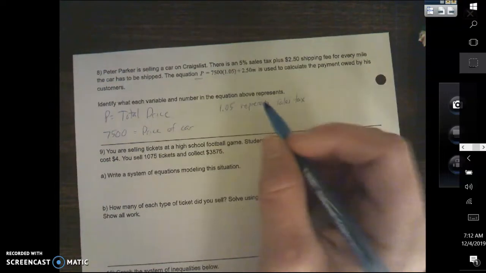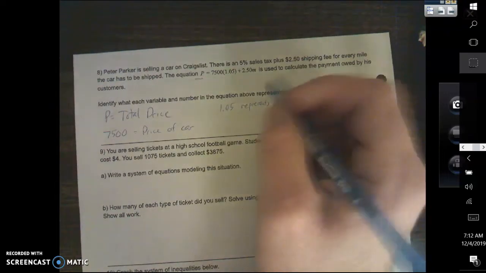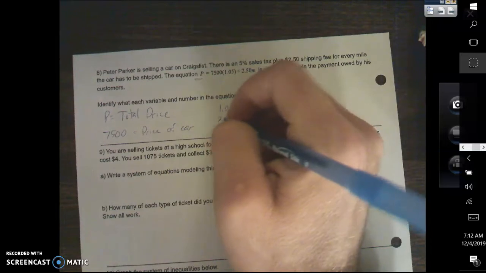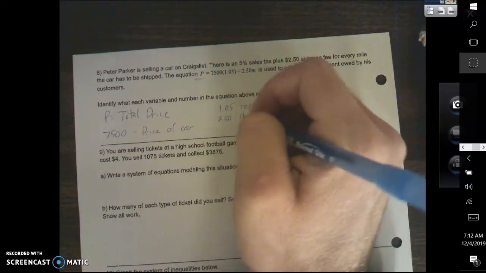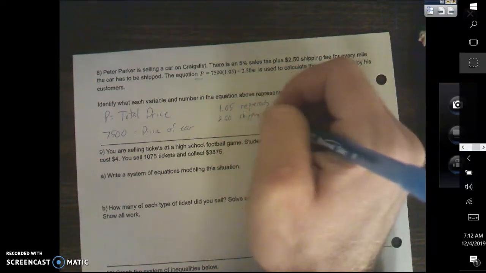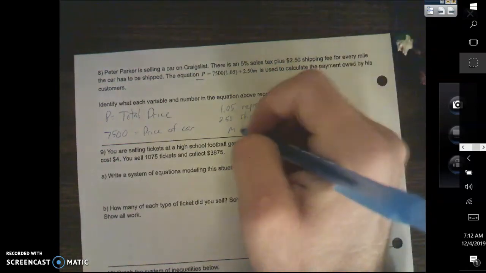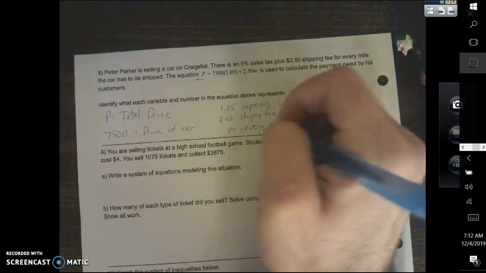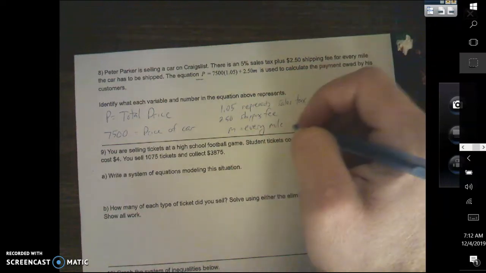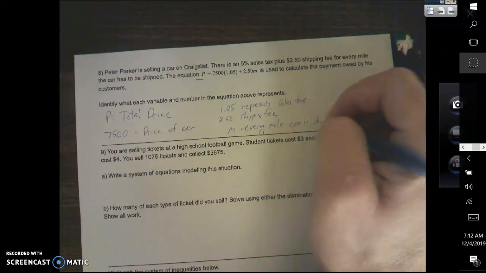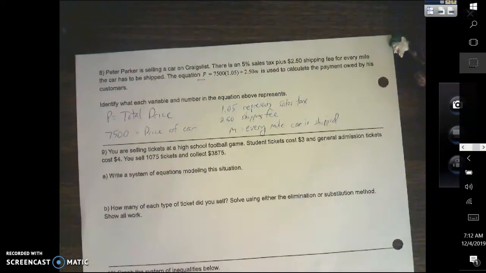Fun fact. The $2.50 is the shipping fee, which you already know, they kind of told us that. And then the M is every mile the car needs to be shipped. So not much math there. You have to do a lot of reading. That's why this is aggravating.